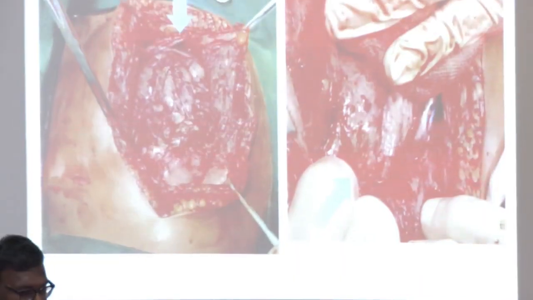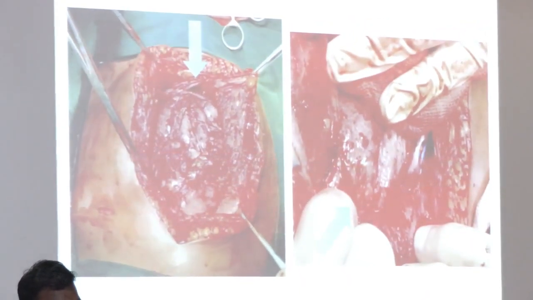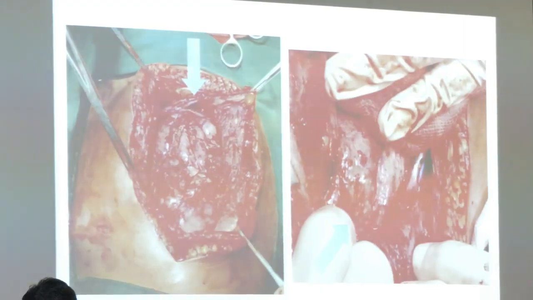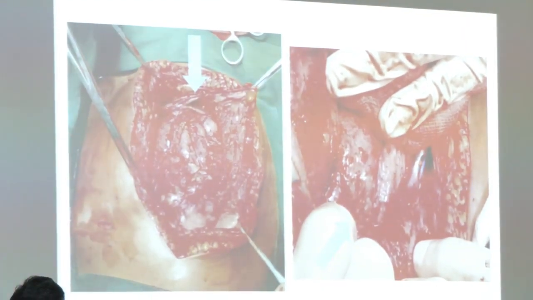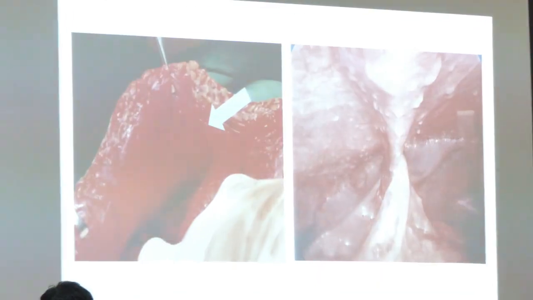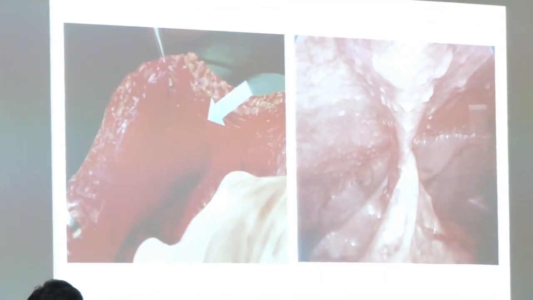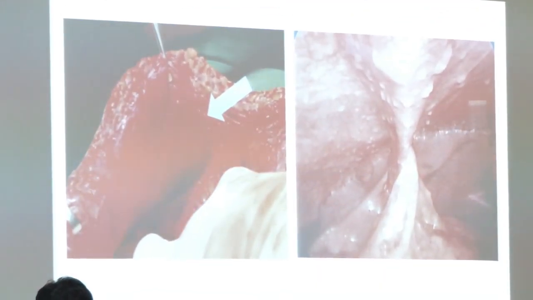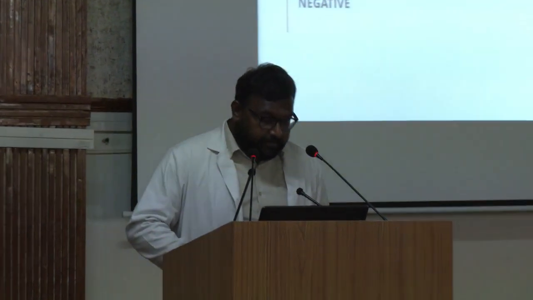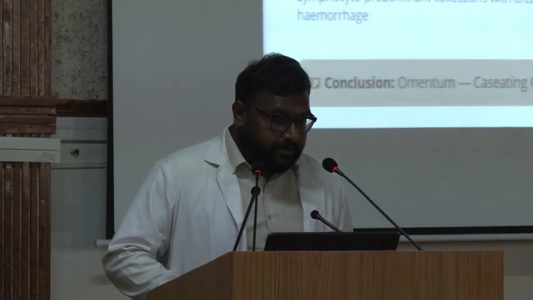Wonderful presentation. Go ahead. First image shows cocooning of bowel loops. As this was present, laparoscopic ports were unable to pass. Second image shows peritoneal nodules. First image shows peritoneal nodules over the abdominal wall, and second image shows peritoneal nodules. Mantoux test was done, which is negative. CBNAAT of ascitic fluid was also done, which is negative.